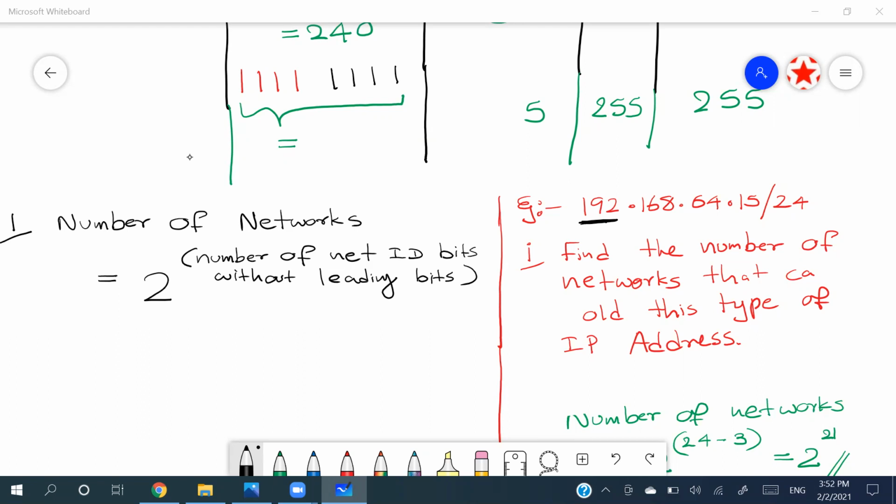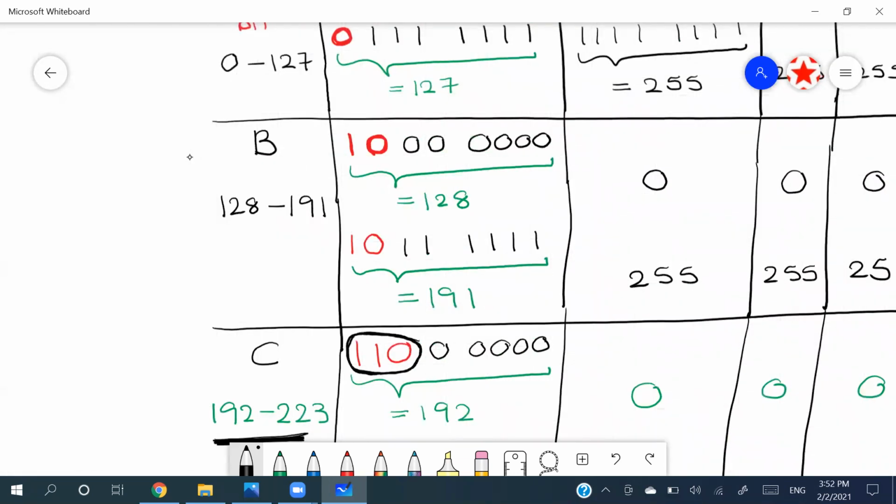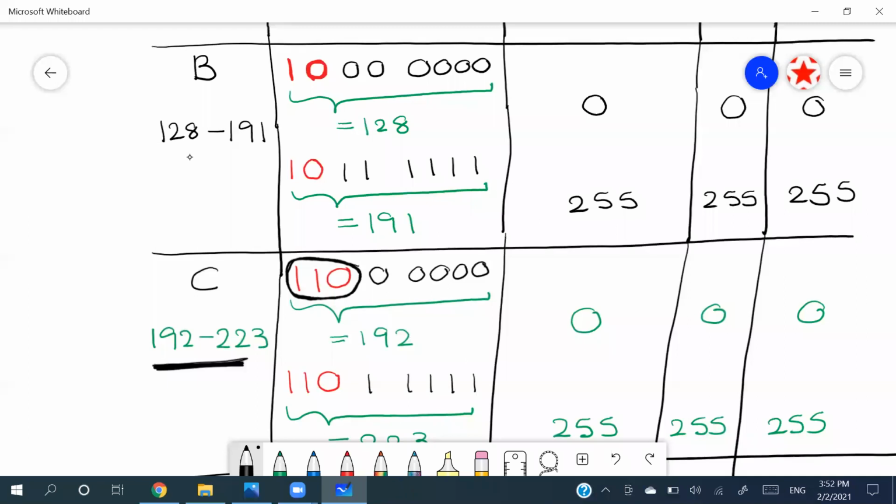Why did we refer to Class C? Because it is starting from 192. So 192 belongs to Class C, which is a range, and 192 is in this range. So it has 3 leading bits. Is that clear? The number 192 has 3 leading bits. And according to the question, the given IP has 24 net ID bits. We identify that from the given IP, not because it is 192.